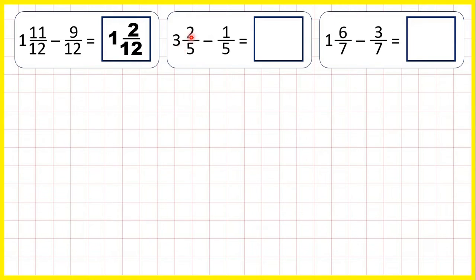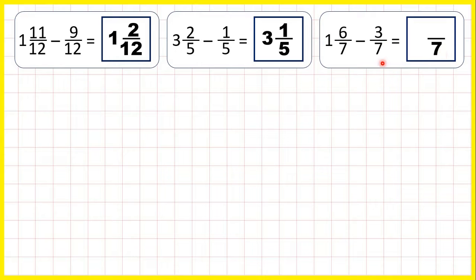Now 3 and 2 fifths minus 1 fifth. If we look at the fractions first, we have 2 fifths minus 1 fifth. So the denominator stays the same, and 2 minus 1 is 1. We still have our 3 wholes because we're not taking any wholes away, so that gives us 3 and 1 fifth as our answer. Now 1 and 6 sevenths minus 3 sevenths.